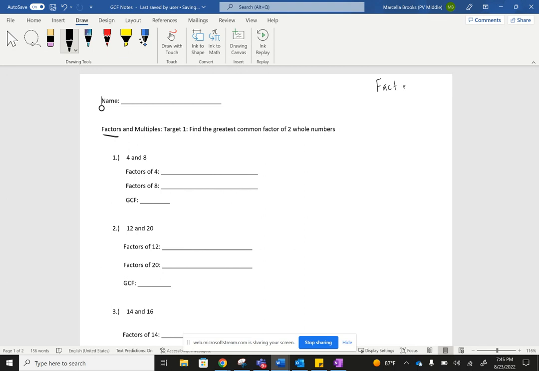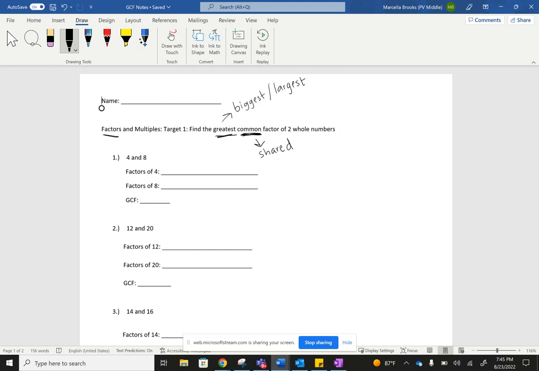Actually, you guys wrote that definition on your last sheet, so I won't write it again. But we know what factors are. We are going to find the greatest. That means the biggest or largest. The greatest common, remember, that's something that they share or the same. The greatest shared. Find the greatest common factor of two whole numbers.